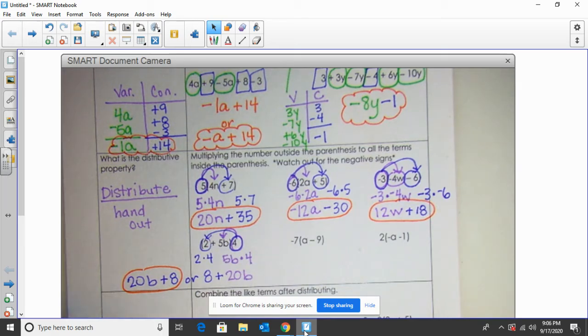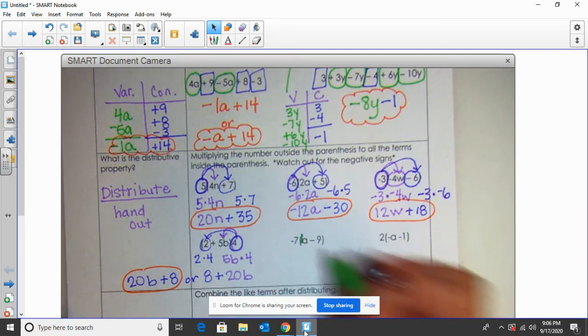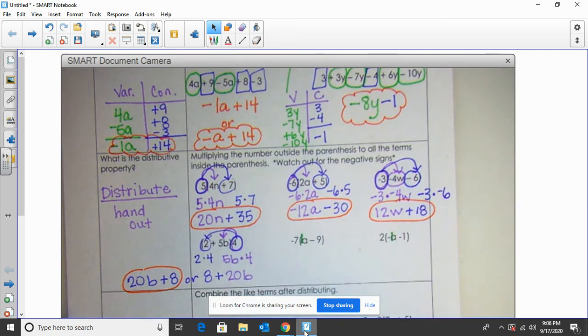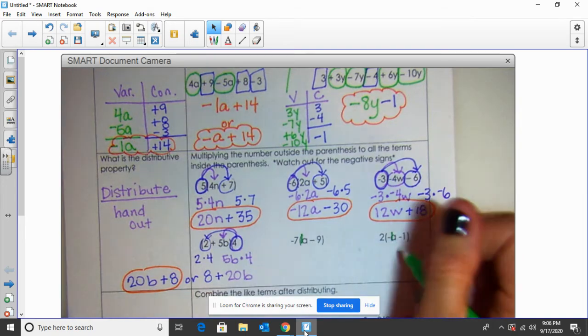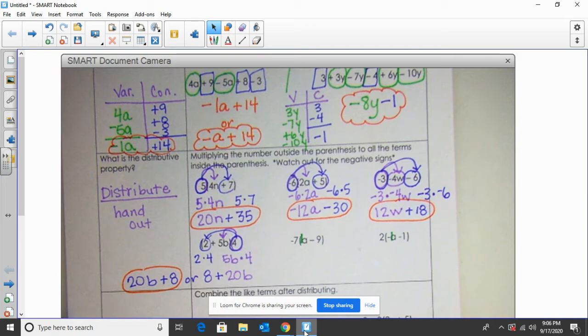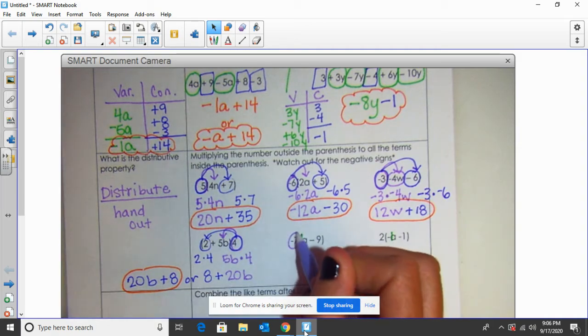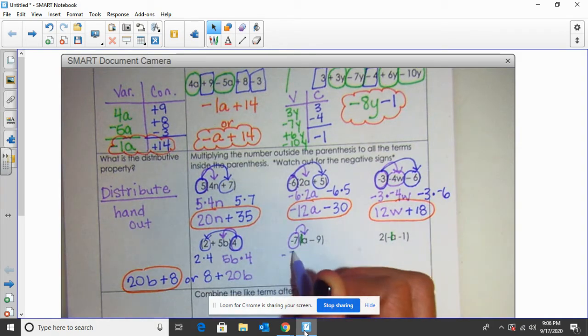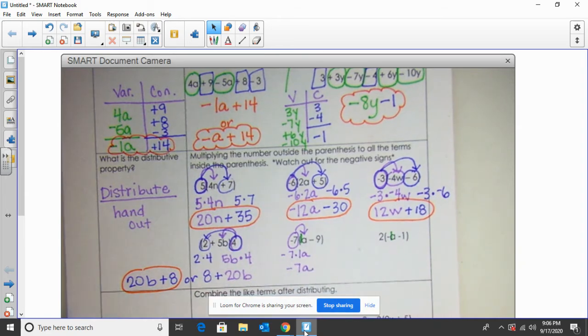I believe a moment ago I told you when a variable is all by itself without a coefficient, it means 1. So I'm going to slide a little 1 in there. Okay, so that's really a -1a, and that's a +1a. -7 times +1 is -7a.